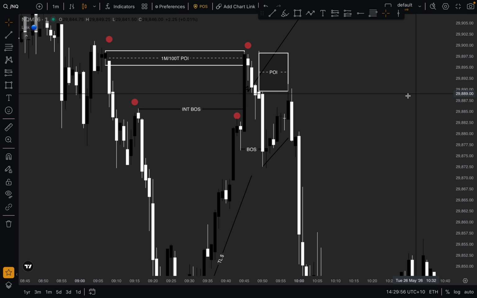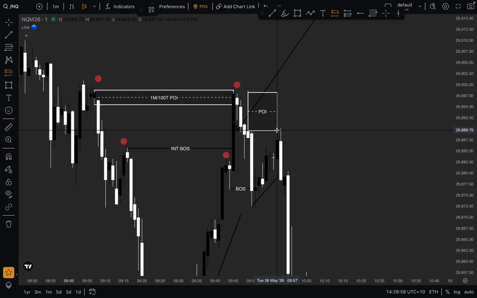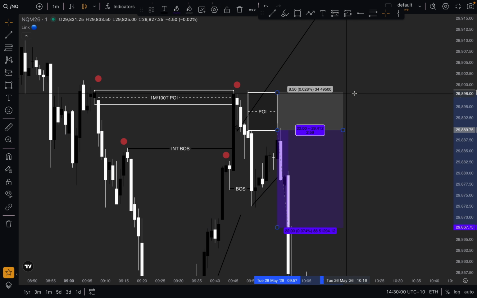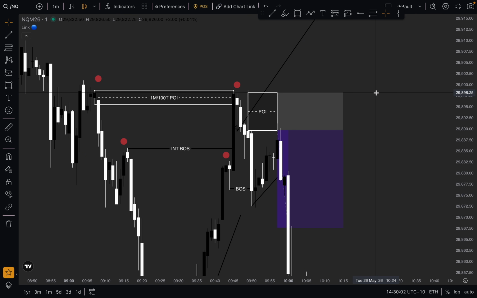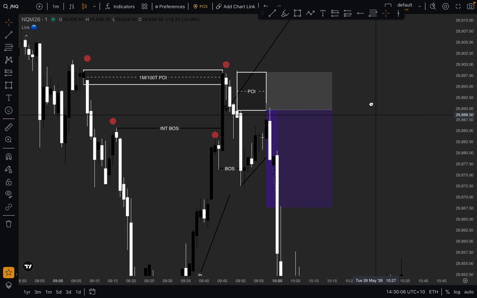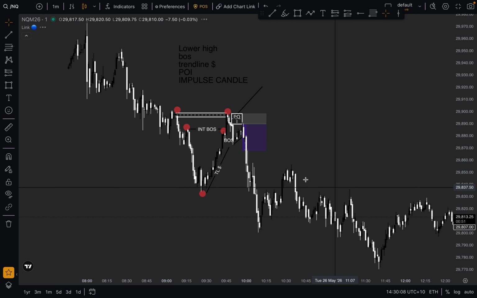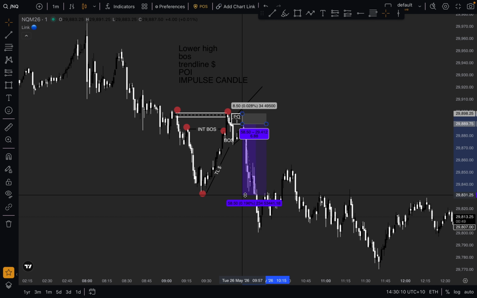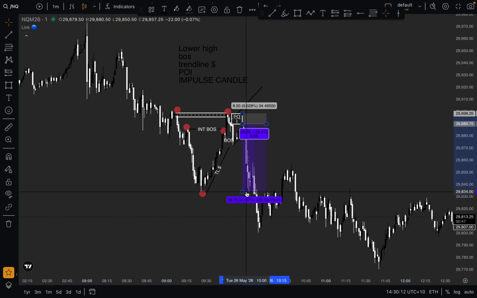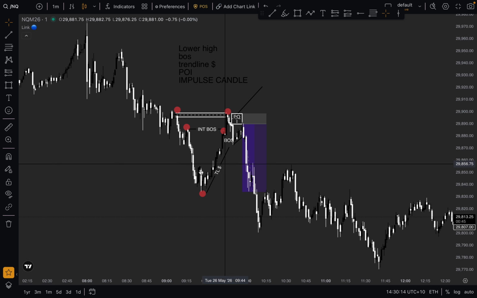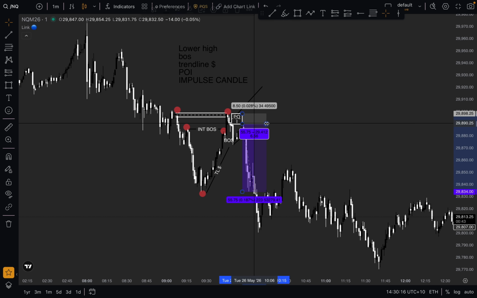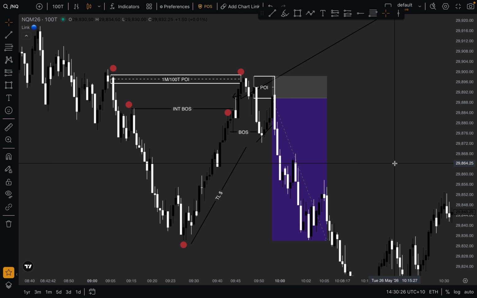Now, price is creating trendline liquidity. We tap into our point of interest, and with this point of interest setup, I like to have my stop loss at the wick of the point of interest. So in this case, it's 8.5 points. And I usually target the low or the high, whatever way the trade is going. So in this case, it's bearish. So I'm targeting the previous low. And there you go. That's a 1 to 6.